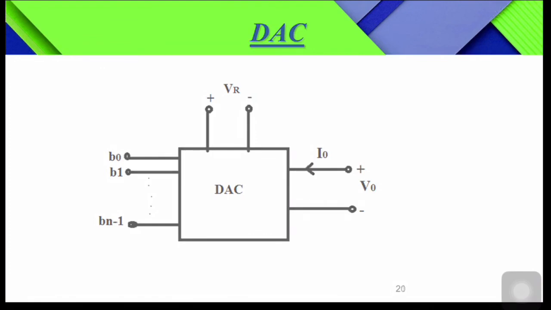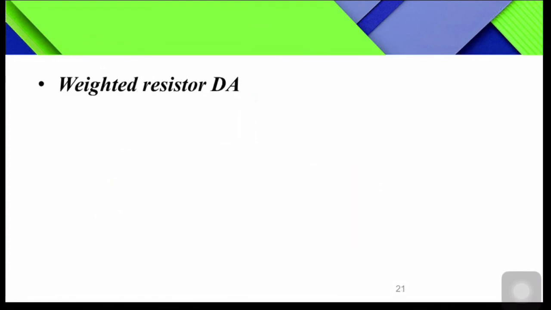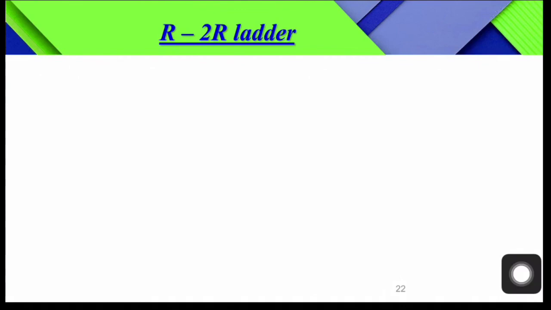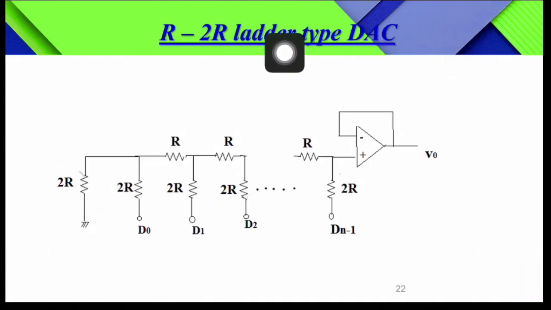Basically, we have two types of DAC. They are weighted resistor DAC and R2R ladder type DAC. Since our question is related to R2R ladder type DAC, let us concentrate more on this. It's the most popular type of DAC. Circuit diagram is given here. You can see a ladder network containing series parallel combination of two resistors R and 2R. When we apply an n-bit binary signal D0, D1, etc. Dn-1 here, an equivalent analog voltage is produced here.